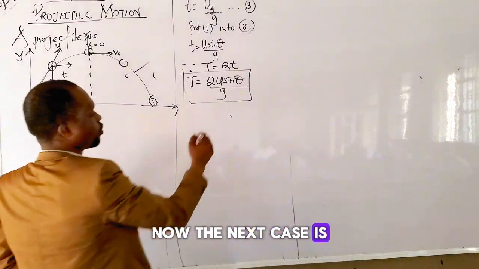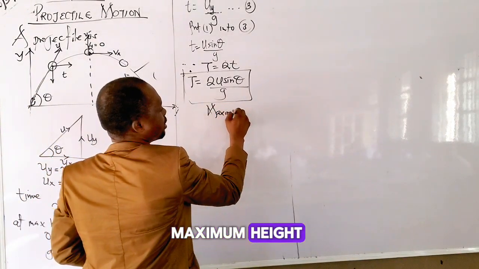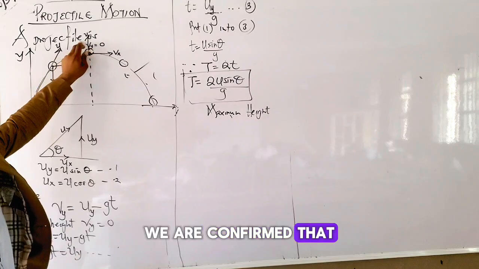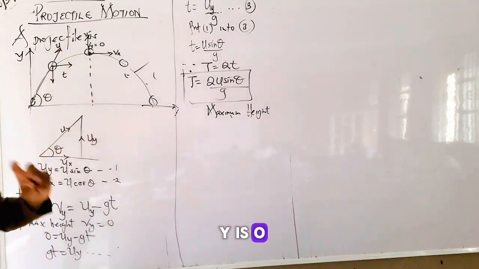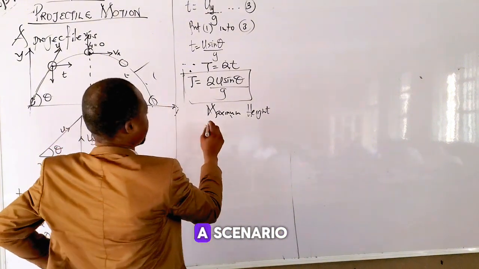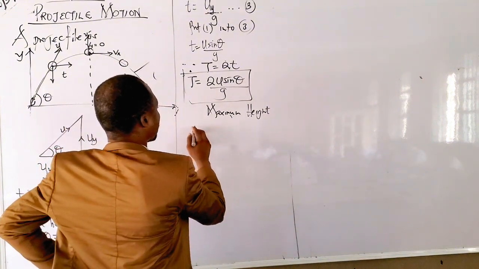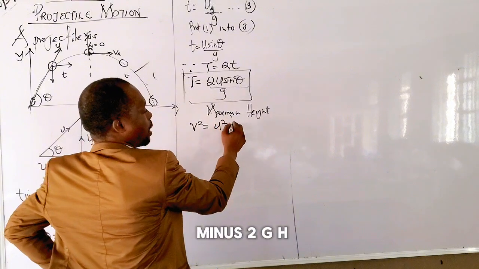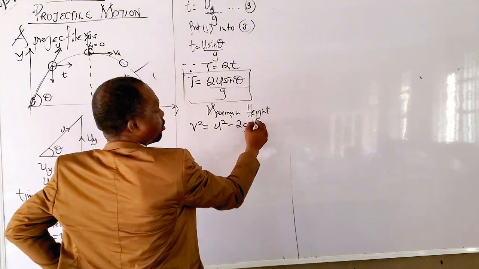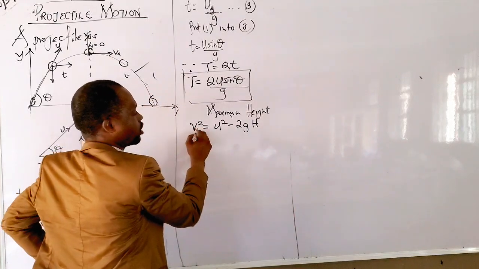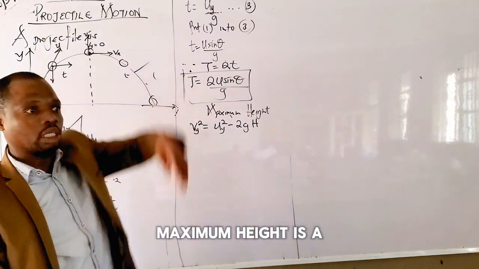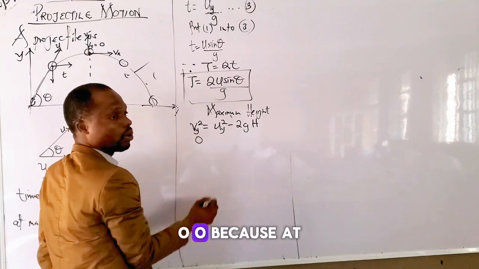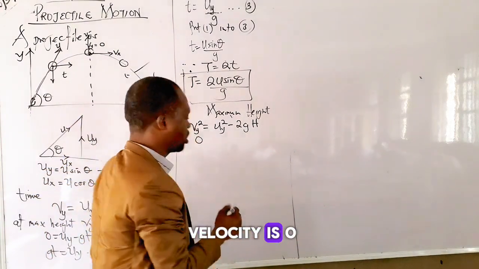Now, the next case is when we're talking about the maximum height. At maximum height, we have confirmed that Vy is 0. So let's look at a scenario here. Making use of V squared equals U squared minus 2gh, do you still remember? Motion under gravity. Since maximum height is a vertical distance, we are using Vy. So Vy is already what? 0, because at maximum height your final velocity is 0.